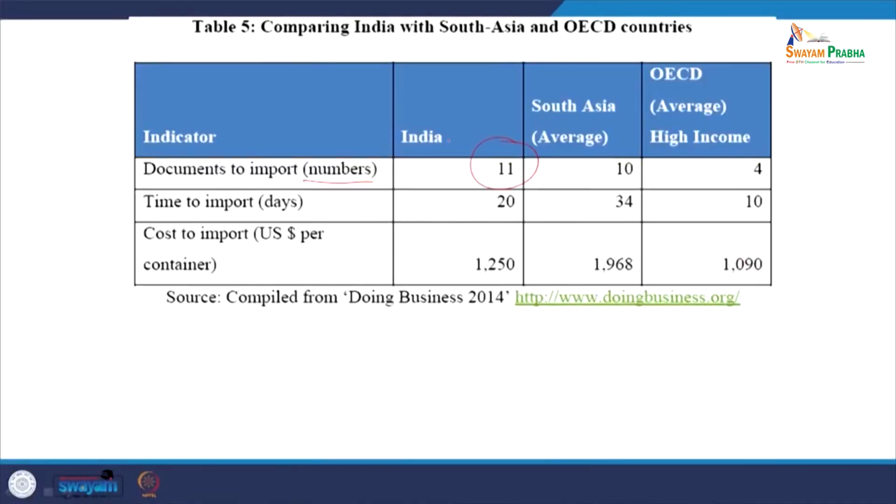And I also try to check with South Asian countries and OECD countries, which we explained. Once again I am saying, documents to import: the number of documents India requires to import is 11, whereas for the South Asian countries it is 10. Now, try to understand what kind of hassles there are for importing a product which we are actually using for re-exporting.